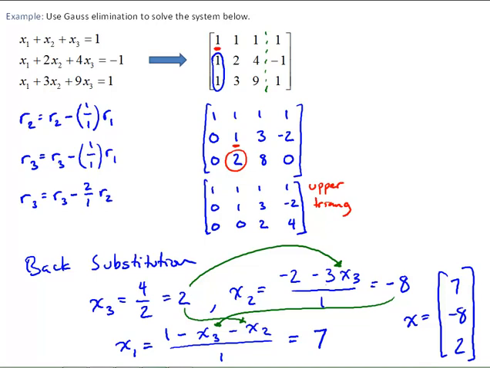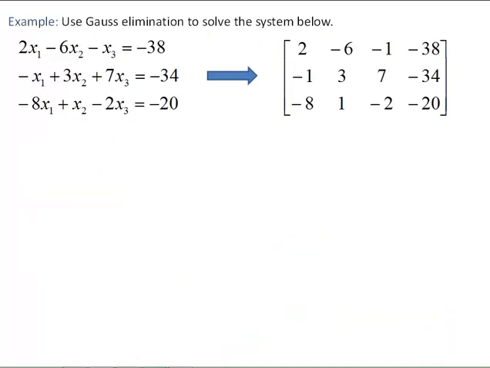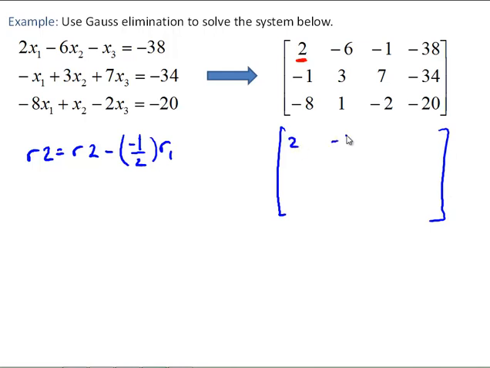So let's look at another example that brings up a potential issue. So we're going to use Gauss elimination to solve the system below. And we'll start with the first pivot element, 2, and start by writing row 2 is equal to row 2 minus, and in this case it's going to be negative 1 over 2 times row 1, and we get again 2, negative 6, negative 1, negative 38, and then 0, and then 3 minus negative 1/2 times negative 6 is again 0, and we'll see that that brings up a problem in a minute here. You may see it already.